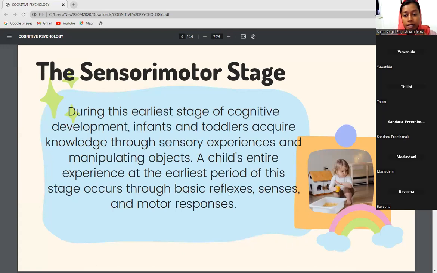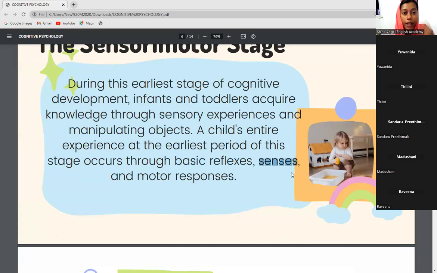But the basic reflexes, that means basic reflexes are just like moving hands. They move, they capture, they take, they put it inside the mouth. That is the basic reflex. Sensory: by looking, hearing, smelling, tasting. Motor response: moving from one place to another. They will try to move. That is the very first stage, how they acquire knowledge.